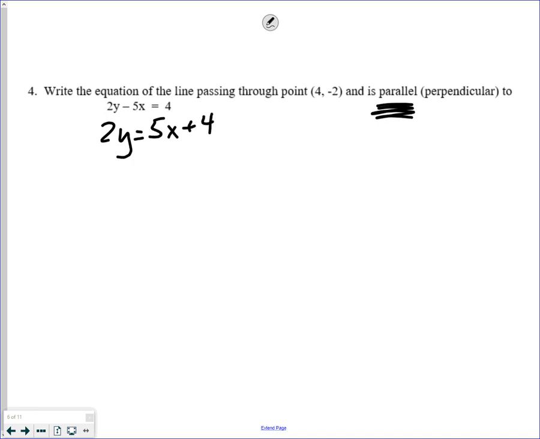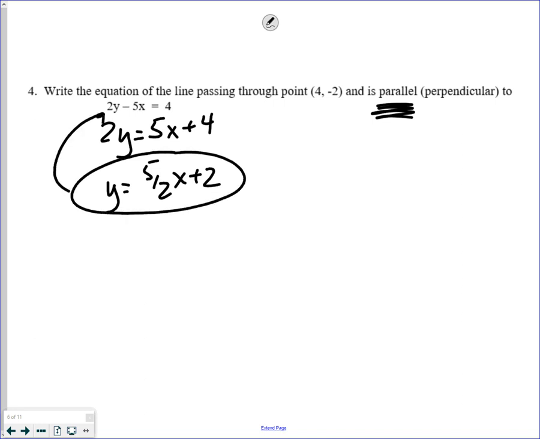5x plus 4, y would equal 5 halves x plus 2. So here's the original line. The slope of the original line is 5 halves. So I want to write an equation that is parallel through that point. So y minus 2 minus a negative 2, so it's plus 5 halves x minus 4.